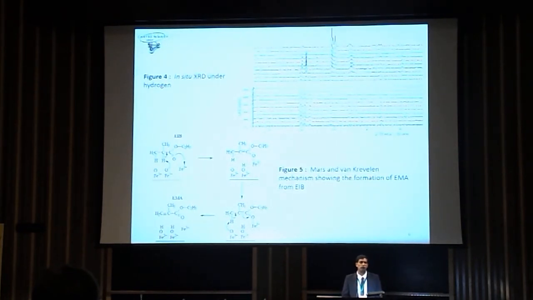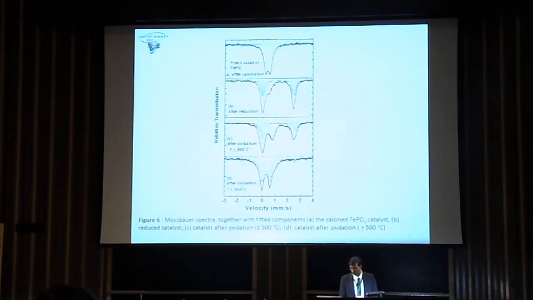Then we turned to mass flow spectroscopy to see what phase changes were actually happening in this iron phosphate catalyst. For those experiments, we took 4 batches of the catalyst.